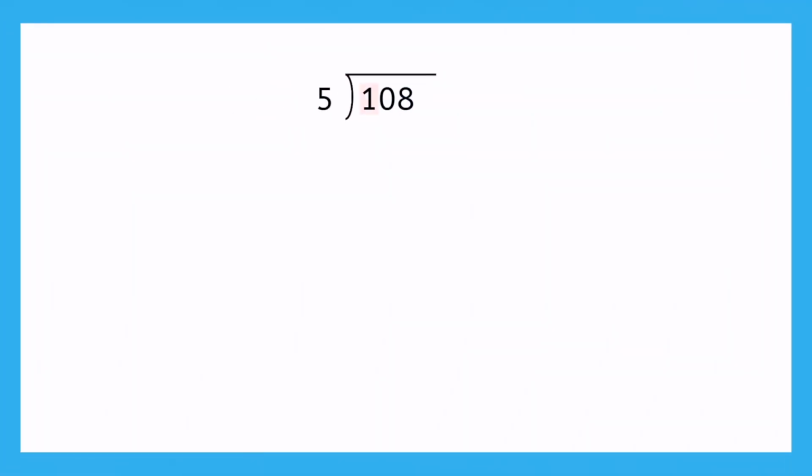We can't make a group of 5 from 1, but we can from 10. That's 2 groups of 5, so the 2 goes above the last digit of 10. Since 2 times 5 equals 10, we'll subtract 10 and bring down our 8. We can make one group of 5 with this amount. Record the 1 above the 8. 1 times 5 is 5, and 8 minus 5 leaves us with 3 remaining and nothing left to divide.